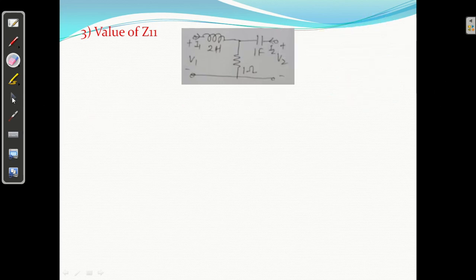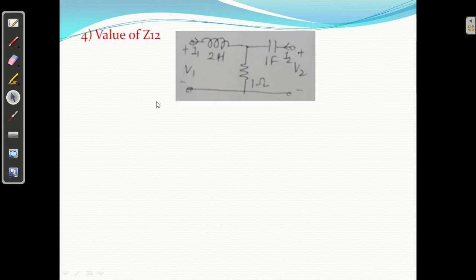Question number 4. Value of Z12. Same problem as the last one: Z12 and Z21 will be the same, that is, Z12 equals Z21 equals 1 ohm.